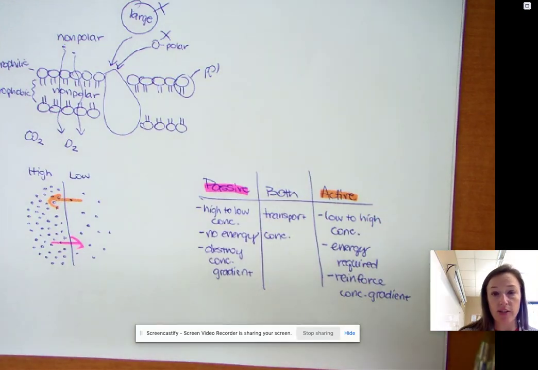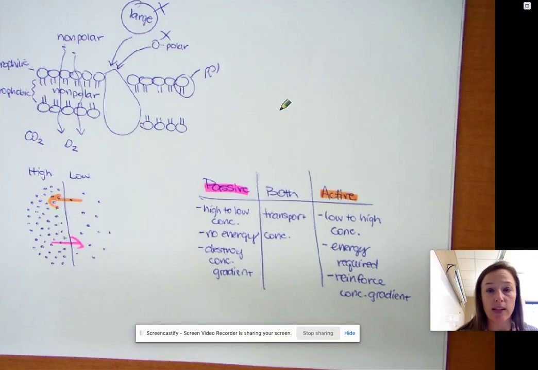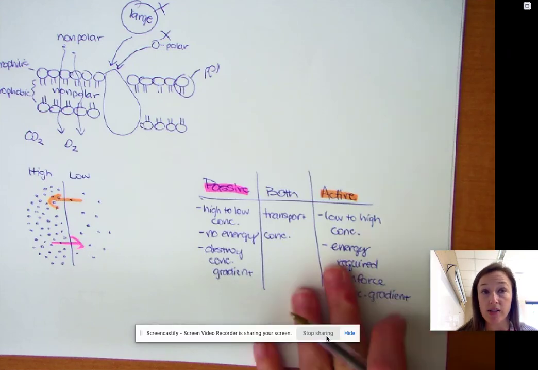Okay, and so those are some of the similarities and differences between active and passive transport, as well as why certain things can cross the membrane and other things cannot.